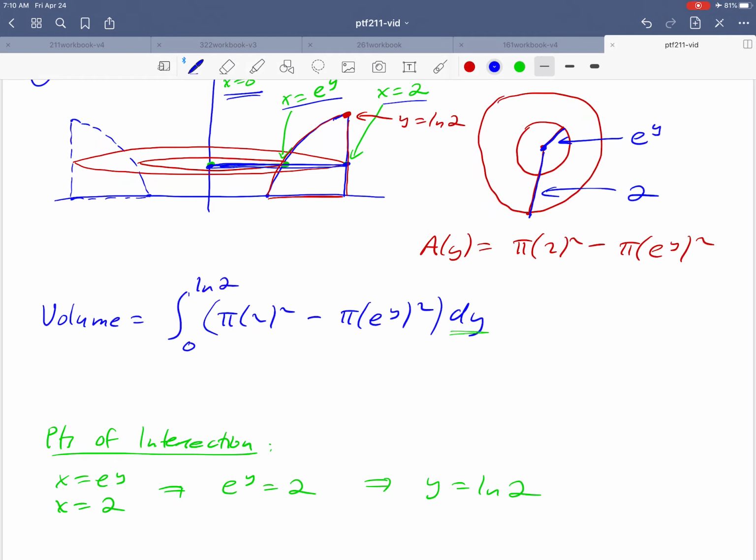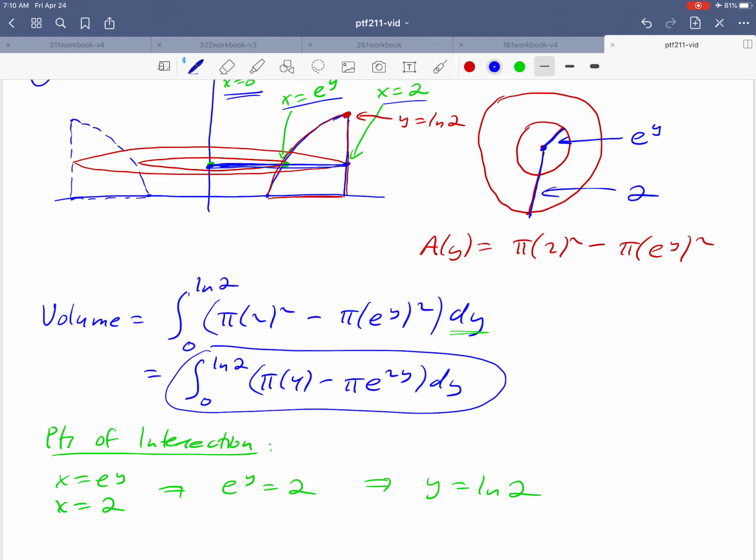All right, so we'll fill that in. And that's our answer. We could maybe simplify it one time just to make it look a little prettier. So 2 squared is 4, and e to the y squared is e to the 2y, if we want to rewrite it that way. And there's our answer.